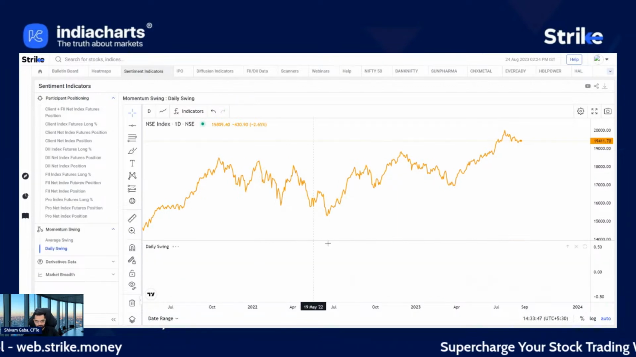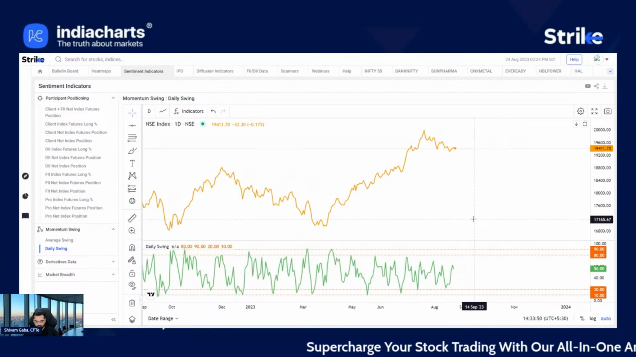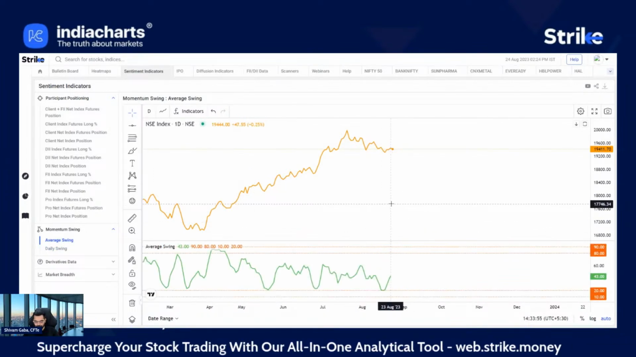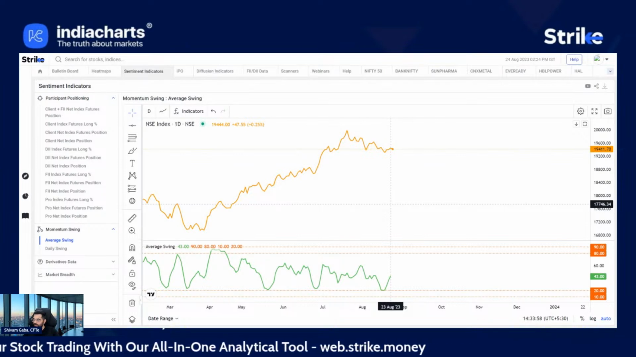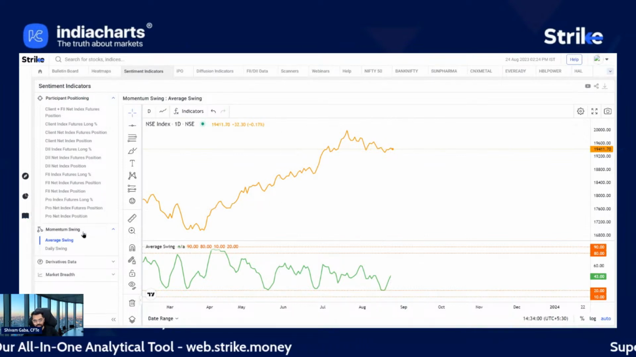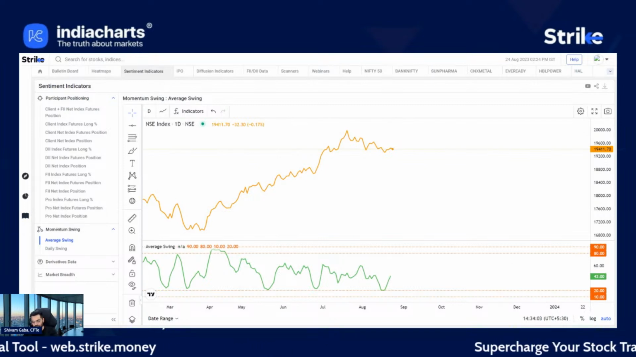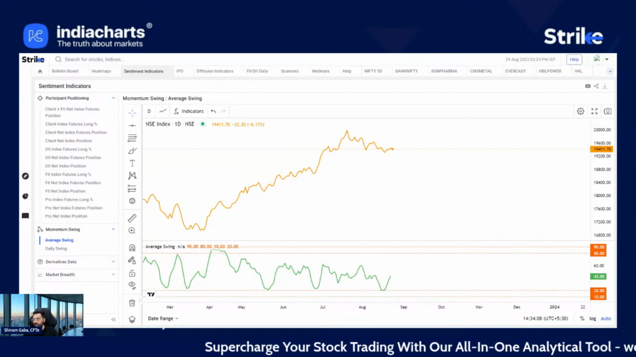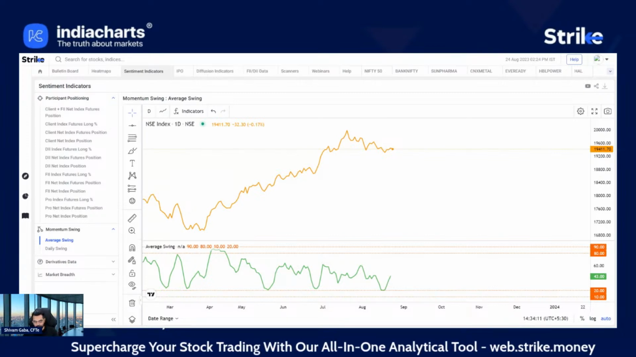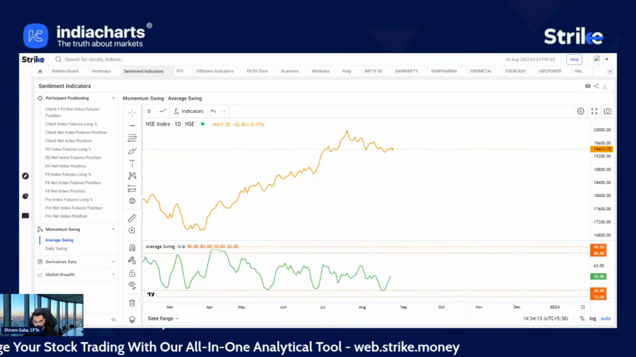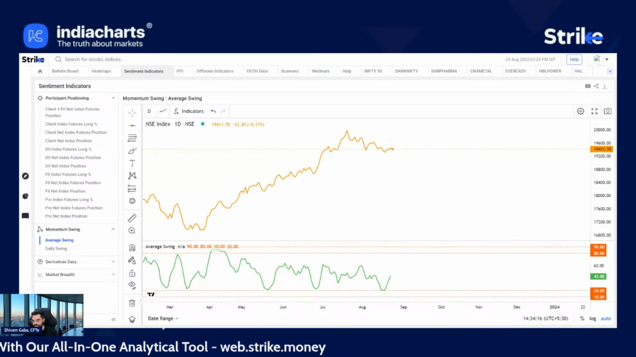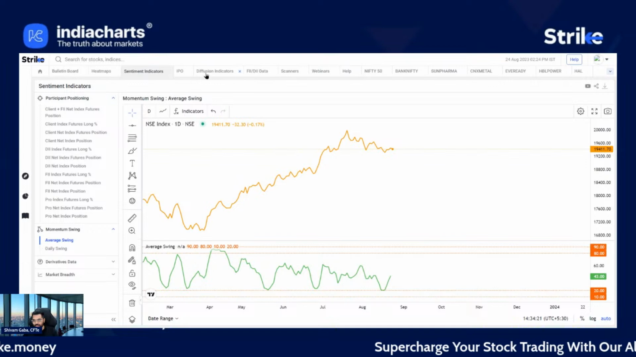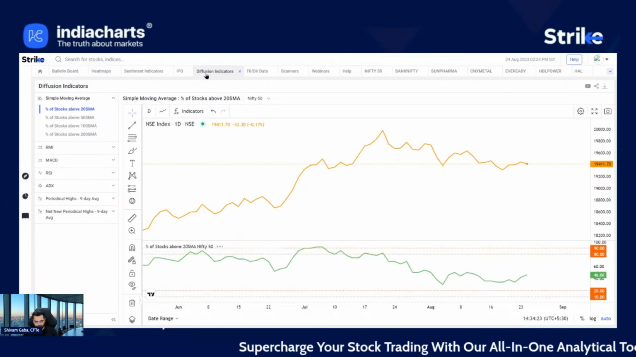In terms of the momentum swing, as of yesterday, it was pretty much flat, and the average swing has picked up to 43. So for those who are new here, momentum swing is a sort of sentiment indicator that we calculate based on whether the momentum is rising or falling in underlying FNO stocks. So we calculate a percentage based on how many stocks are showing rising momentum and how many are showing falling momentum. That is a way to judge sentiment in a broader context.